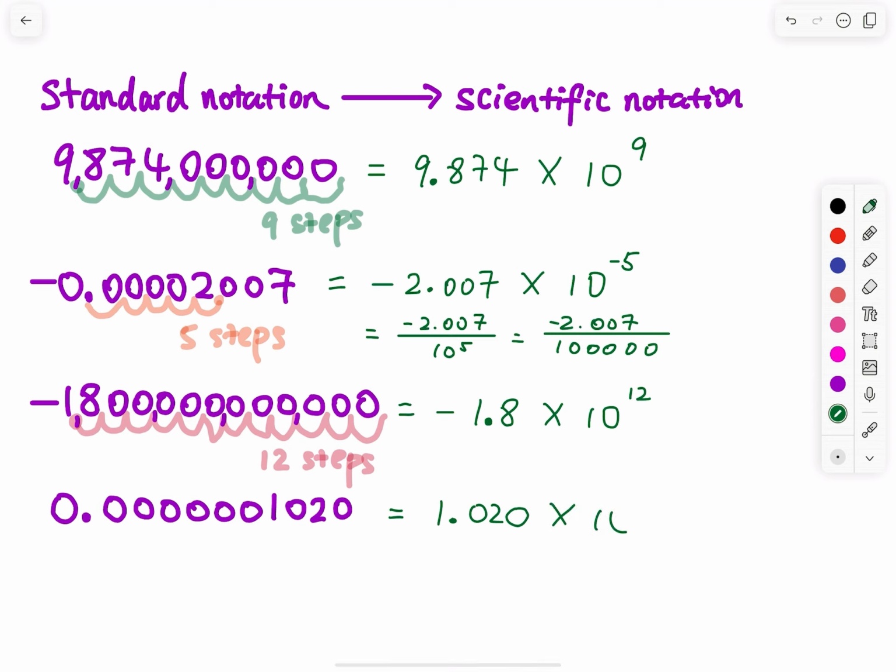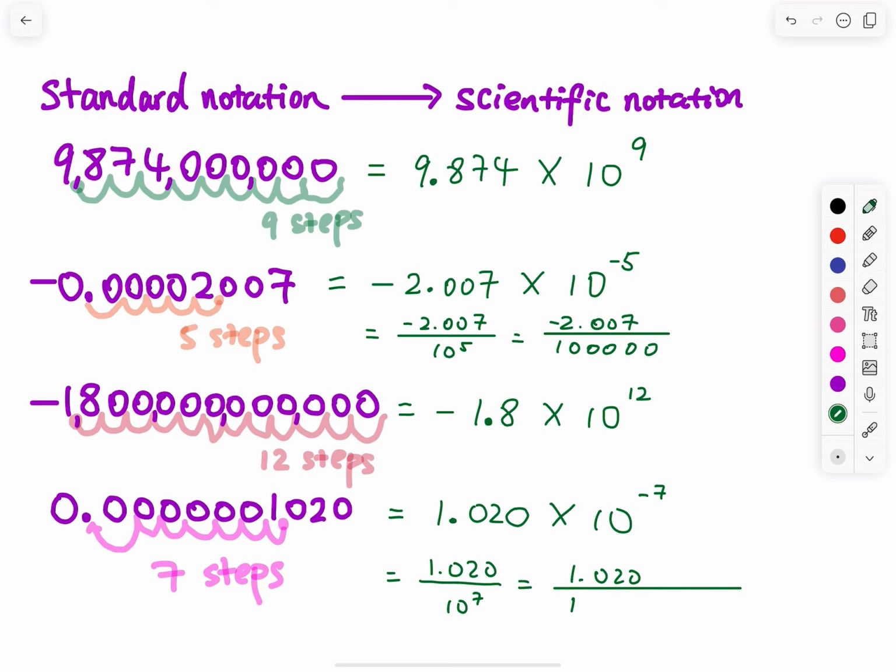And then times 10 to the what power? We have to count the zeros. So for 1.02, the decimal point is right here, and we are moving to the left. 1, 2, 3, 4, 5, 6, 7. So this is 7 steps, and that will be a negative 7, because you have 1.020 over 10 to the 7th power, which is 1.020 divided by 1 followed by 7 zeros, in order to make the 1.2 smaller.